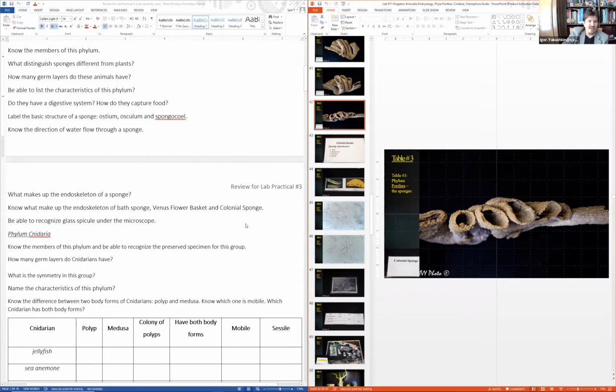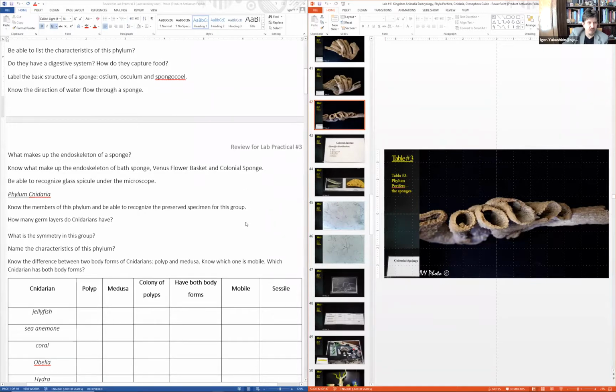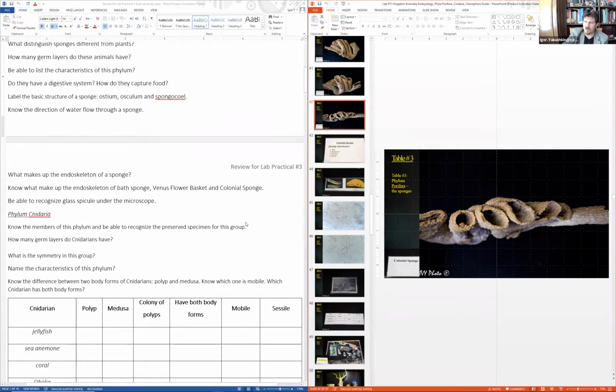What makes up the endoskeleton of the sponge? Spicules. Know what makes up the endoskeleton of the bath sponge, Venus flower basket, or colonial sponge. So, bath sponge: some silicon dioxide and calcium carbonate spicules. And of course, the protein, demospongin or spongin.